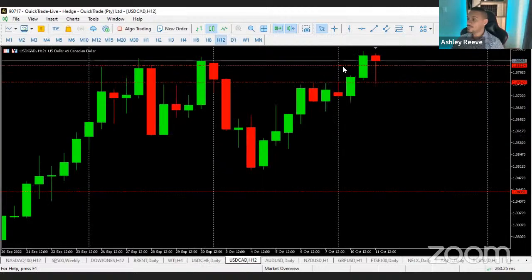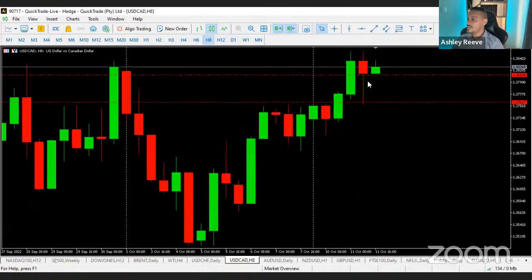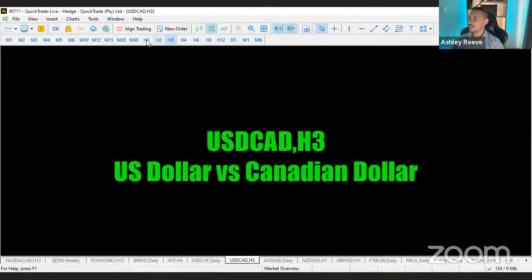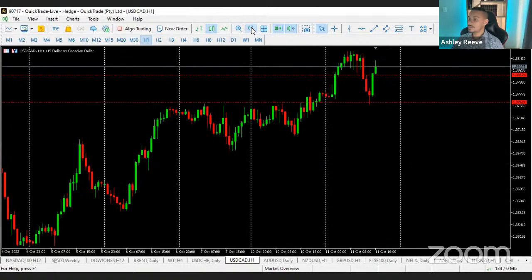So guys, watch this one here. USD CAD. This one is already retraced. Look at this rejection. You're not going to see it on these time frames. You're going to see it on the shorter time frames. Come on. There we go. Look at the retracement there.